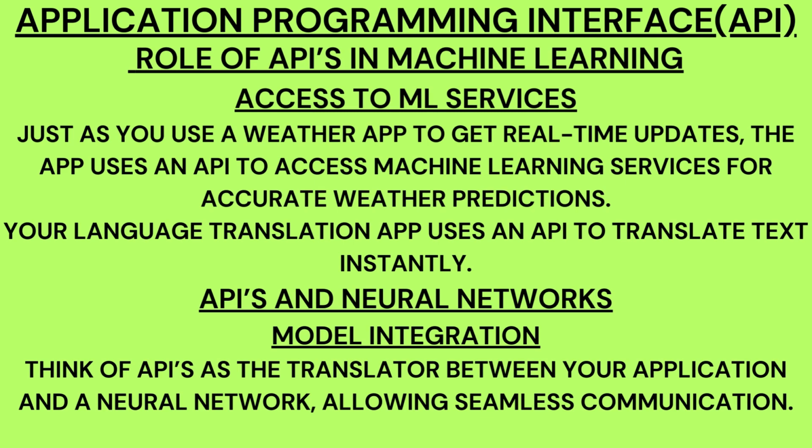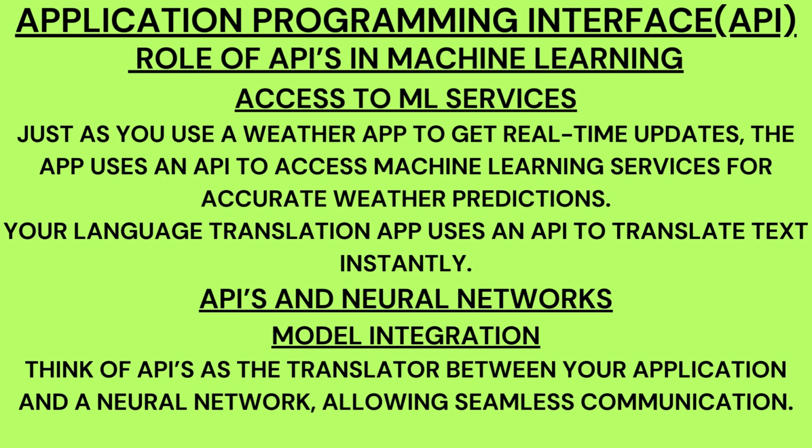Role of APIs in machine learning. Access to machine learning services. Just as you use a weather app to get real-time updates, the app uses an API to access machine learning services for accurate weather predictions. Your language translation app uses an API to translate text instantly.